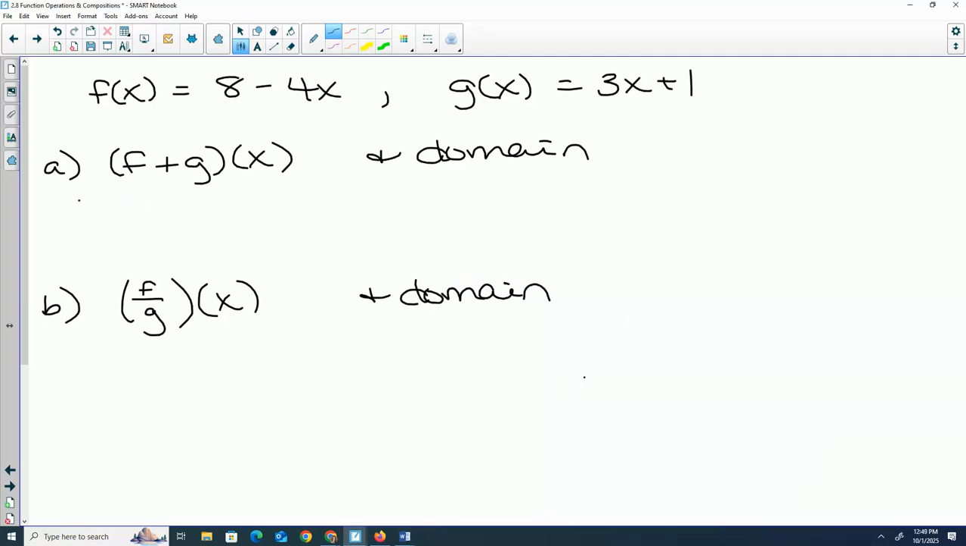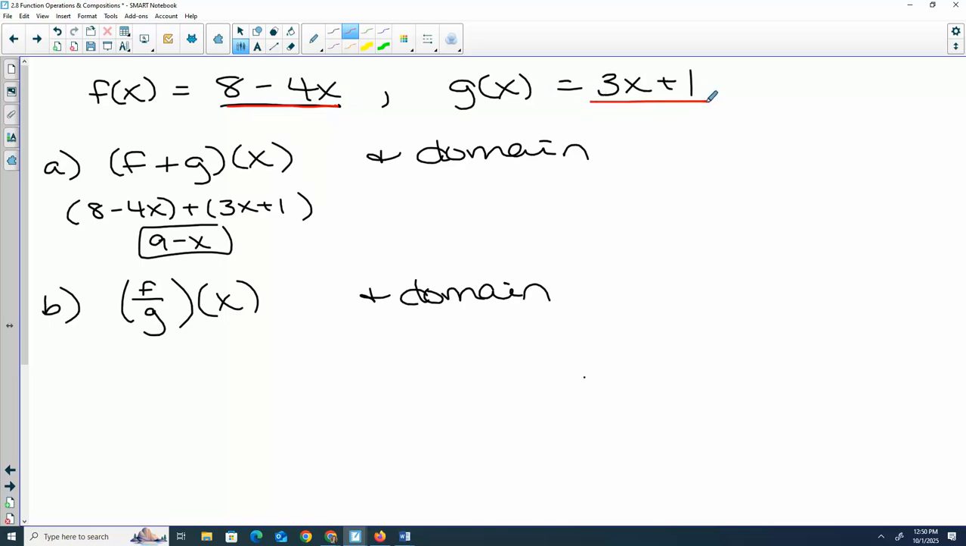F plus g, we're just adding 8 minus 4x plus our 3x plus 1. Can we combine some like terms there? So we would get 9 minus x, or negative x plus 9. The domains. If I look at f, did it have any fractions or radicals? So what's the domain of that? Negative infinity to infinity. What about g? So when you add, subtract, or multiply, the domain is all the same. So both of those, you could plug in any number. I can still plug in any number at the end.